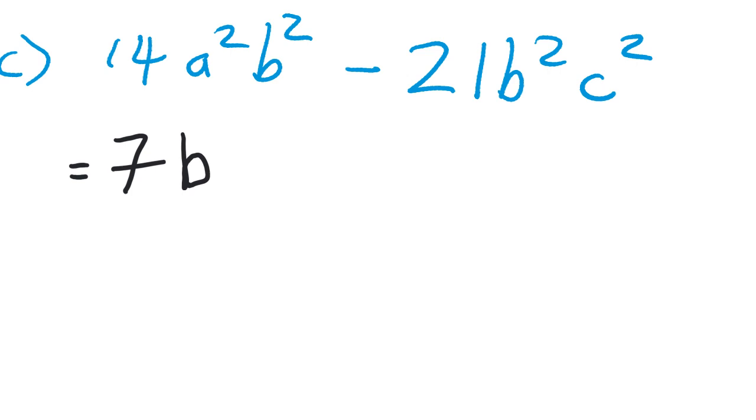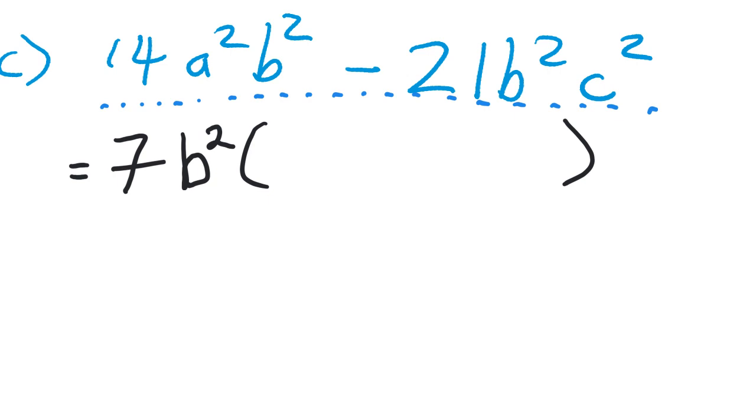Now we look for the lowest power of b between these two. We got b squared and b squared. Well, guess what? That means our GCF will have a b squared term in it. So now all we have to do is take that 7b squared and divide it into each of these things here, okay?